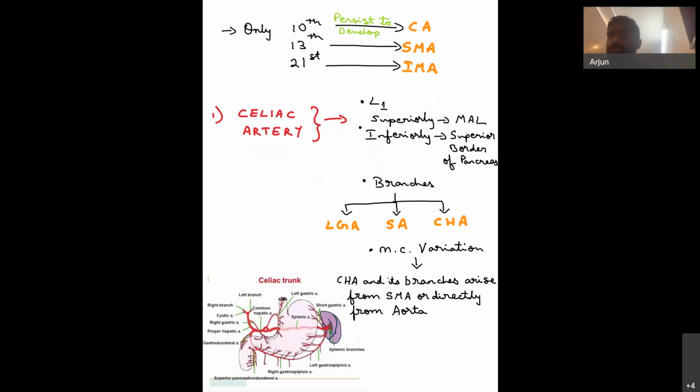Coming to the celiac artery, it is basically situated around the L1 segment, and it is bounded superiorly by the median arcuate ligament and inferiorly by the superior border of the pancreas. The three main branches of the celiac artery are the left gastric artery, the splenic artery, and the common hepatic artery. The most common variation seen within the celiac artery branches is that the common hepatic artery and its branches arise from the superior mesenteric artery or directly from the aorta.